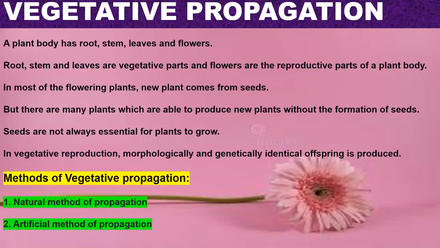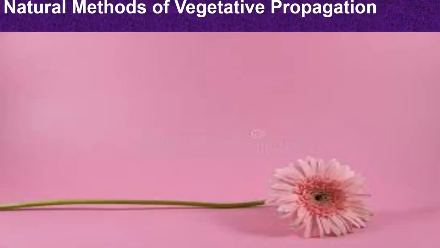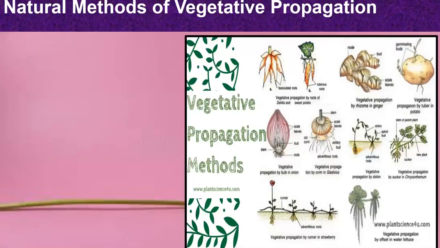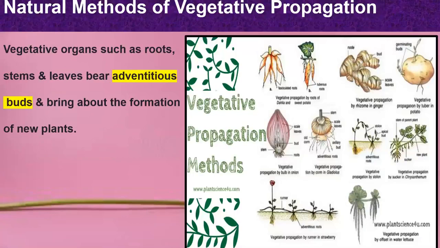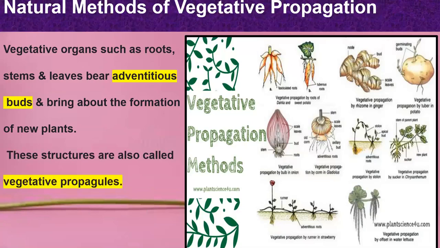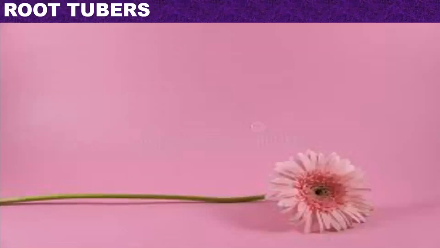There are two methods of vegetative propagation: natural method of propagation or artificial or induced method of propagation. Natural methods of vegetative propagation. Vegetative organs such as roots, stems, and leaves bear adventitious buds and bring about the formation of new plants. These structures are also called vegetative propagules.